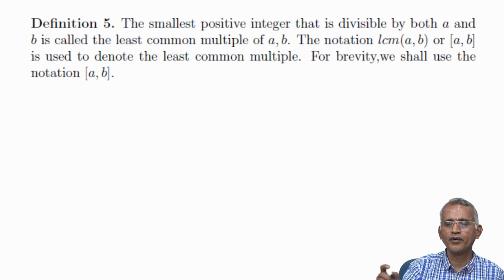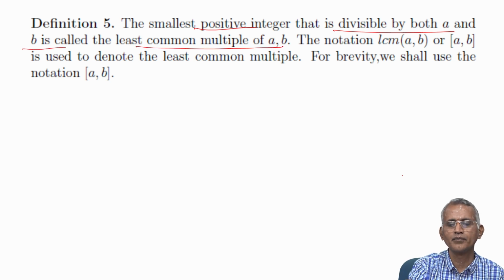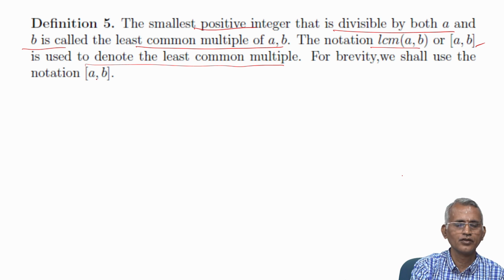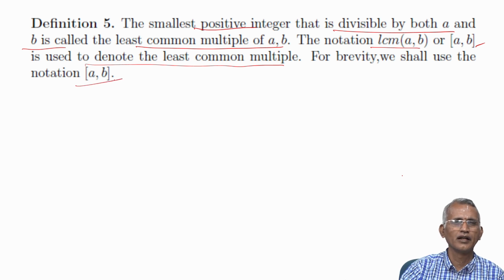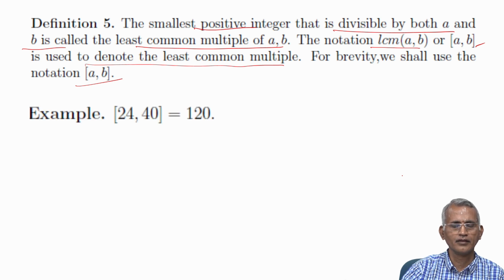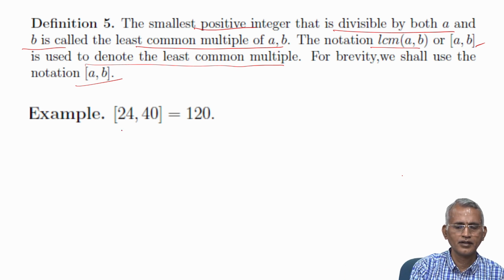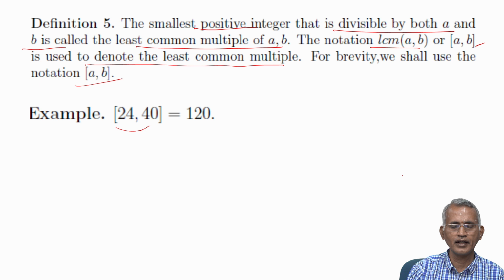Next, the smallest positive integer that is divisible by both A and B is called the least common multiple of A and B, that is LCM of A comma B or the square bracket A comma B. For brevity, we shall use the notation [A, B] to stand for the least common multiple of two numbers. For example, if you take 24 comma 40, the LCM of 24 comma 40 is 120, right.